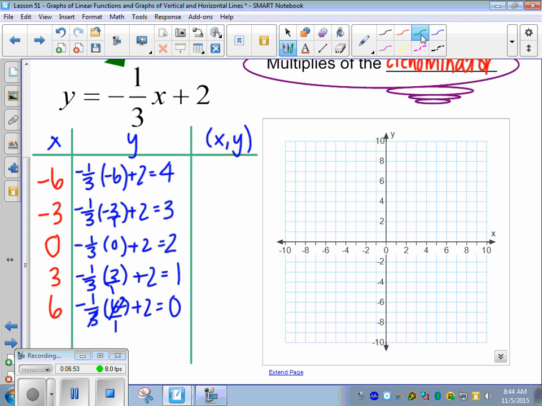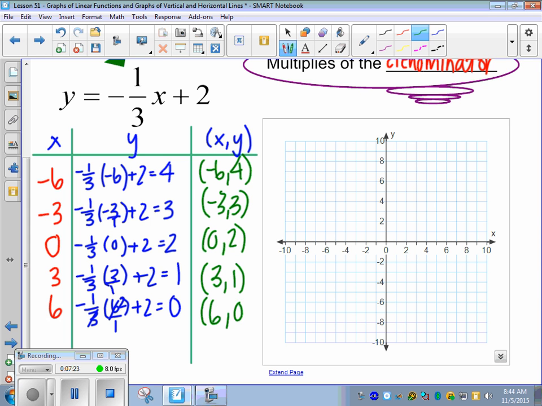So now I'm going to go through and put down my ordered pairs. So Jordan, what's my ordered pair going to be for this top one? Negative 6, 4. Good. Alex, what's my second ordered pair? Negative 3, 3. Caleb, what's my third one? 0, 2. Monica, what's my fourth one? 3, 1. And Isaac, what's my last ordered pair? 6, 0. Perfect. So I'm going to go over to my graph, and I'm going to graph my ordered pairs.